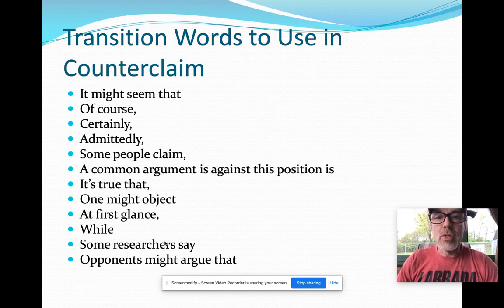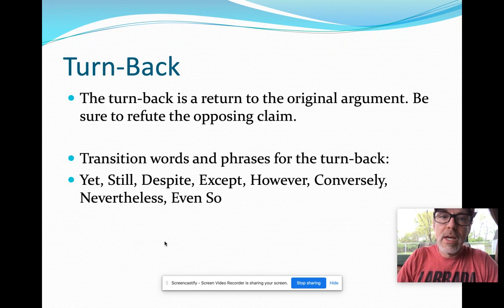Remember those transition words for the counterclaim paragraph. Admittedly, some people claim, certainly, of course, it might seem that, a common argument is against this position. That might be true. One might object at first glance, etc. So those are the transition words for the counterclaim paragraph, which is body paragraph 3 or overall paragraph 4.